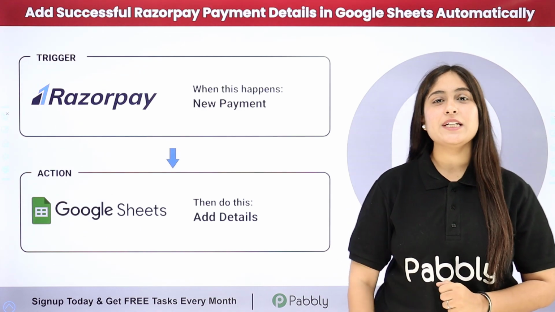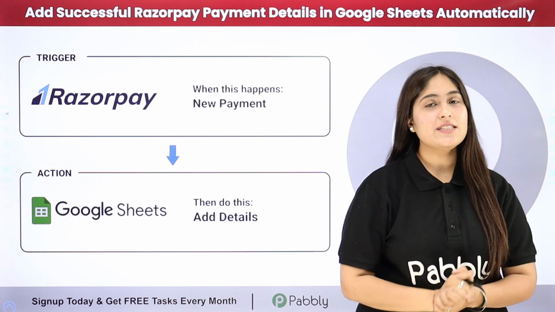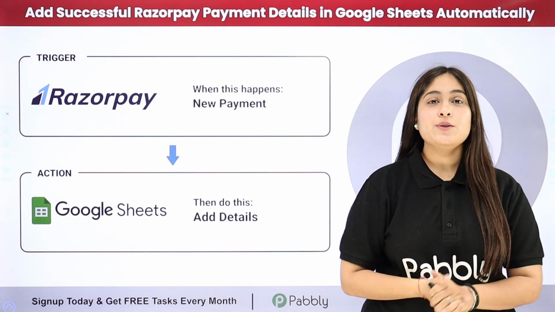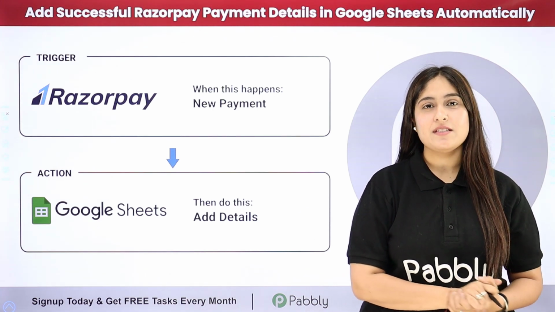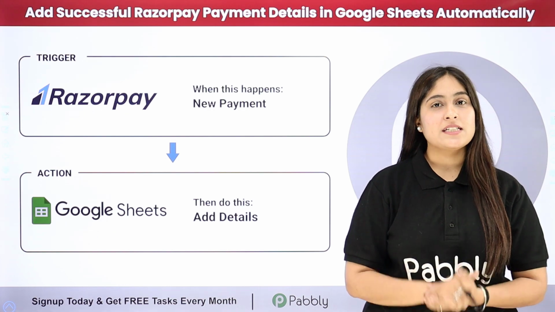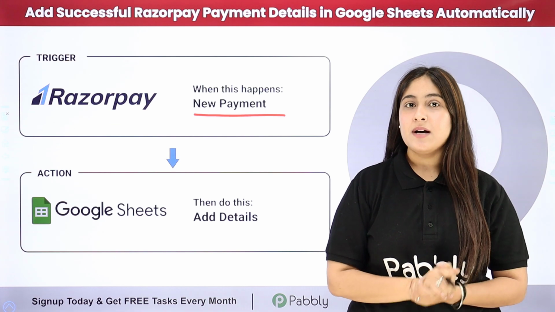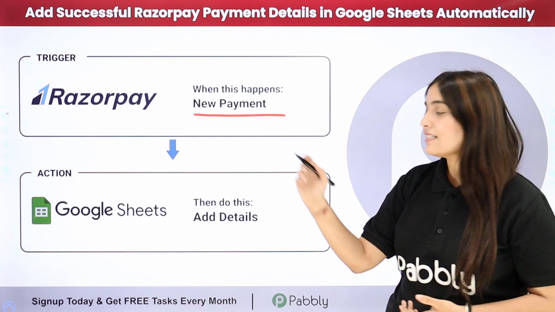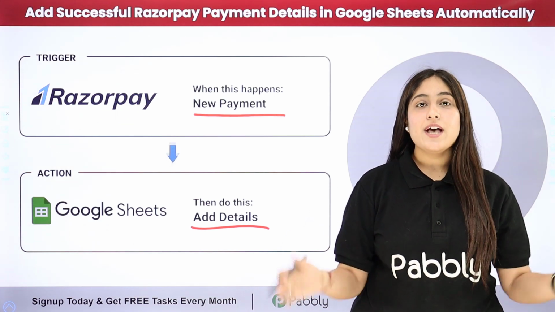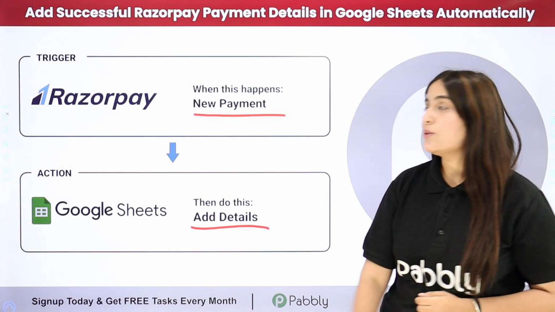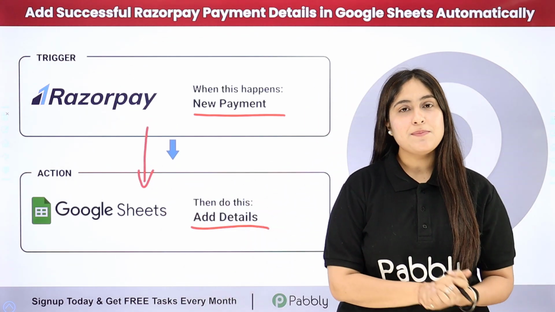In this video, we are going to understand how to add successful Razorpay payment details in Google Sheets automatically. Here I'm an owner of an online store and I'm using Razorpay as my payment gateway to receive new payments from my customer. My objective is that whenever I receive a new successful payment through my Razorpay, I want to automatically add the payment details in my Google Sheets as a new row, instantly and automatically. To automate the entire process, I need to connect my Razorpay with my Google Sheets using an automation software named Pabbly Connect.